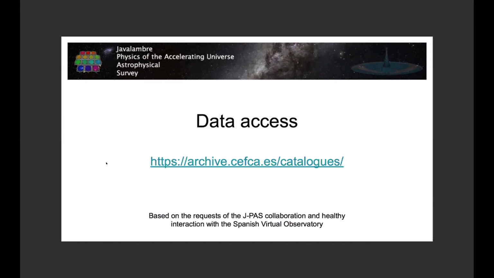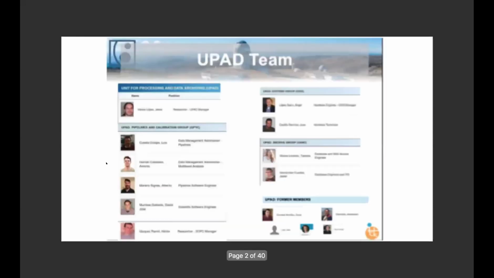So we have all this data. What are they? You may be wondering. So you go to archive.cifca.es catalogs. What I'm going to show is the result of a series of requests that came from the JPAS collaboration. And it's a whole work that many years ago started with an interaction with the Spanish Virtual Observatory. And of course, I wouldn't be able to give this talk if it weren't for the people of the Unidad de Procesamiento y Archivo de Datos in Teruel. I would like to emphasize a couple of people, David Cristobal, who's the former head of the UPAD, and Jesus Varela, who's here, I believe, and the current head of the UPAD, and the brilliant work of Tamara Civera and Javier Hernandez.